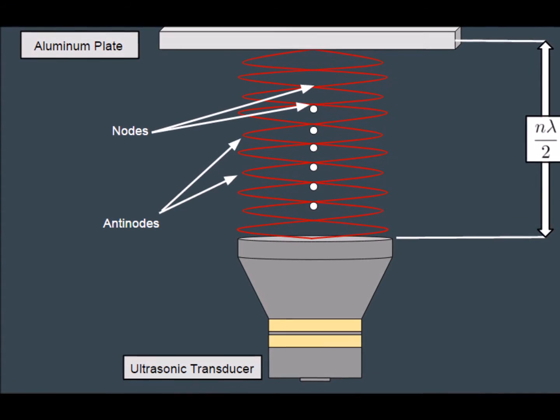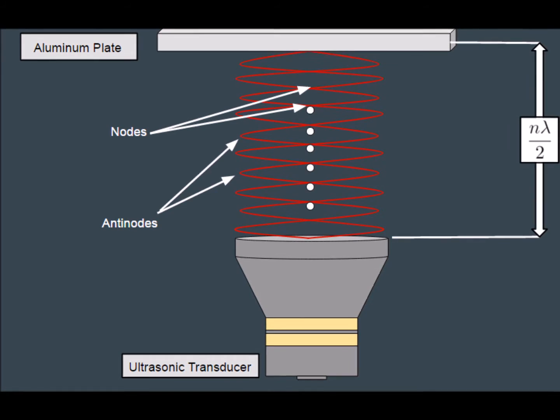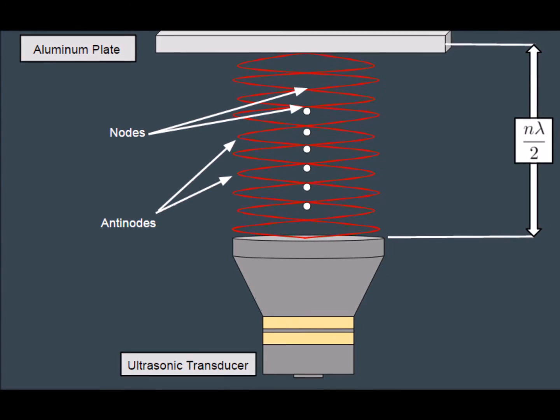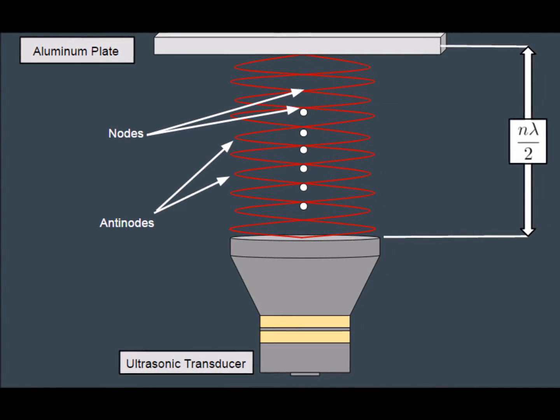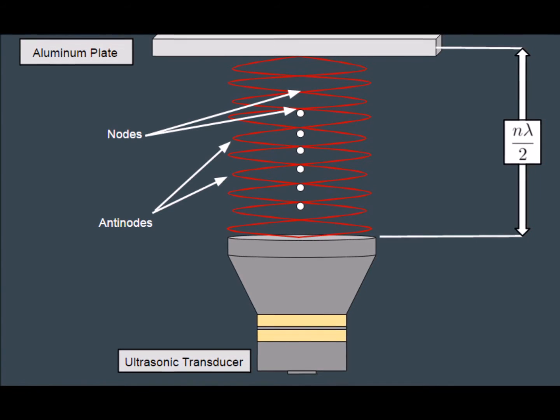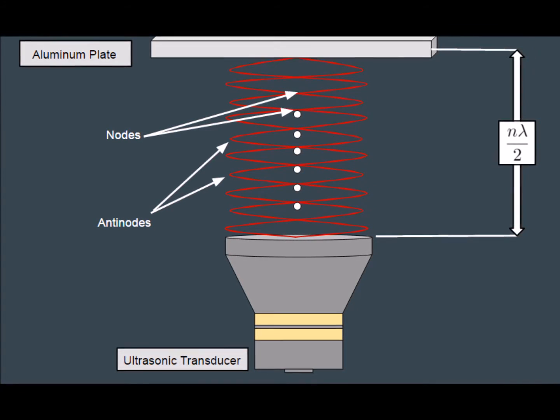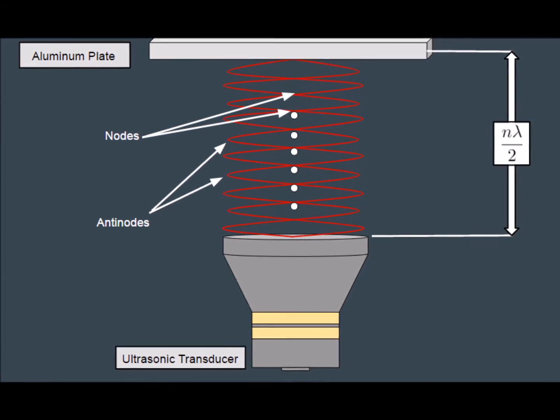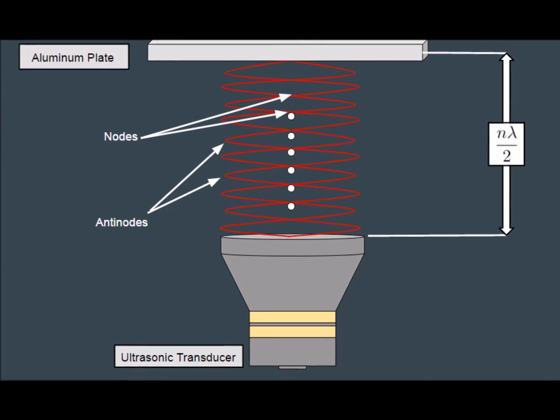Sound waves are thus emitted by the transducer, and when reflected off an aluminum top plate, which is located at some increment of mλ/2, creates a standing wave, which has nodes of unchanging pressure and antinodes where the pressure will fluctuate from high to low.